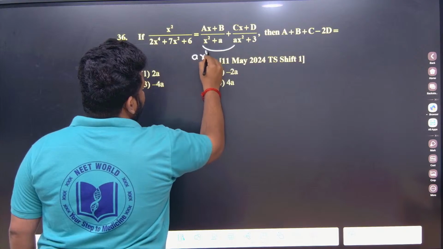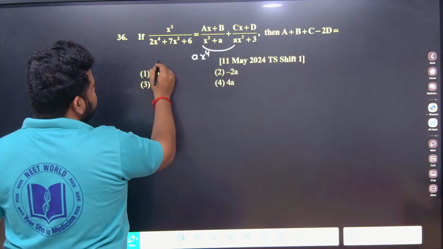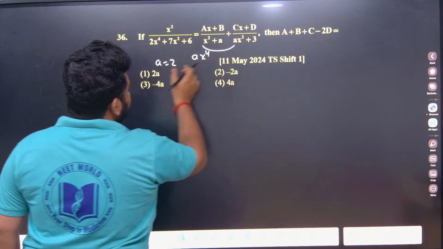This will have A x to the power of 4. Here the coefficient of x to the power of 4 is 2. So that means A will be equal to 2. So here also a will be equal to 2. So the value of a we will get as 2.